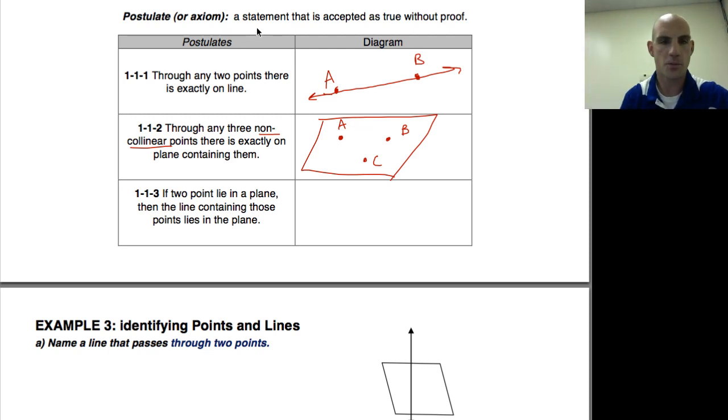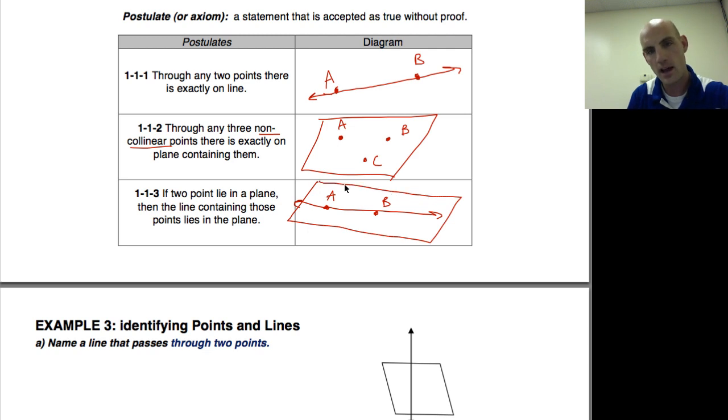Okay? If 2 points lie in a plane, then the line containing those points also lies in the plane. So if I have 2 points, and I draw a line between them, what it's saying is the plane that contains the 2 points can't not contain the line. So I'm going to have to draw a plane here, and the line is in the plane. Kind of difficult to conceptualize. We'll continue to talk about this in class, but if it contains those 2 points, like if I had 2 dots on my hand and there was a line through them, the line couldn't not be on my hand.